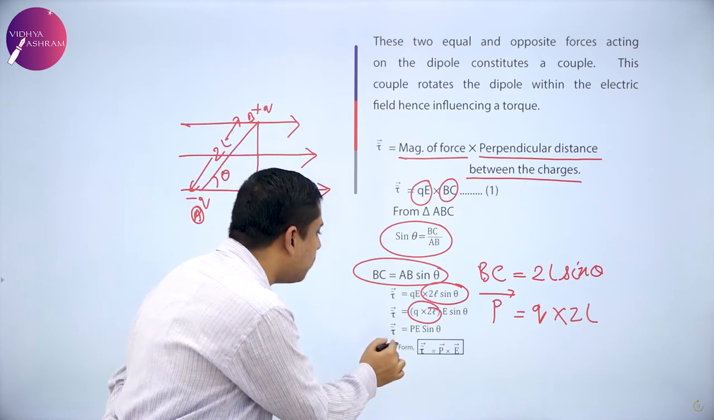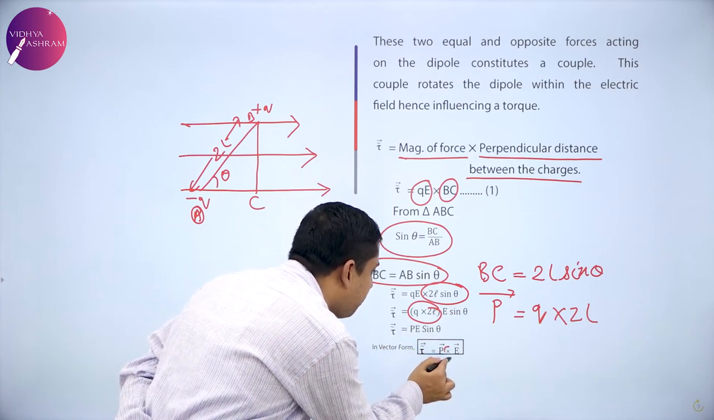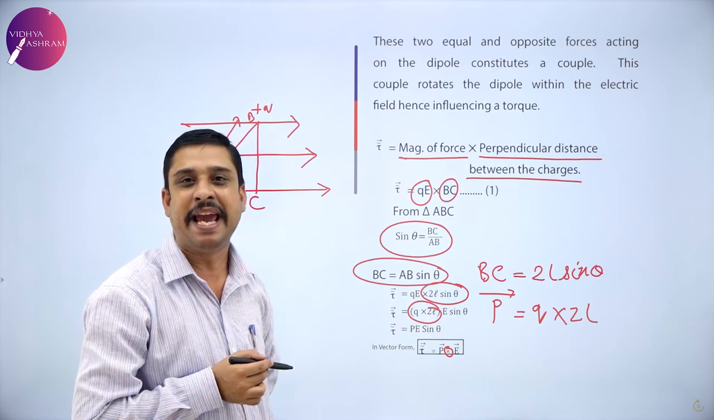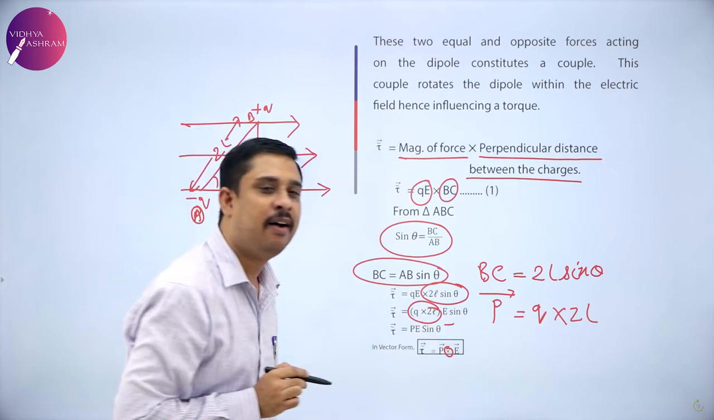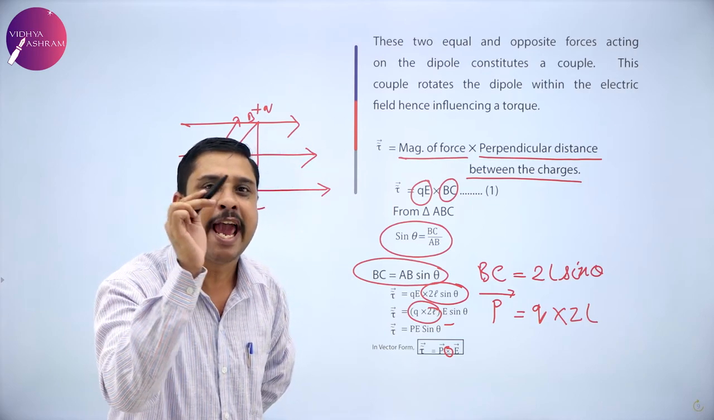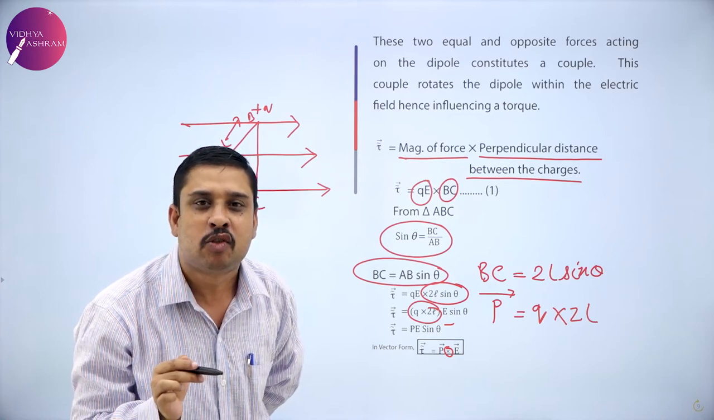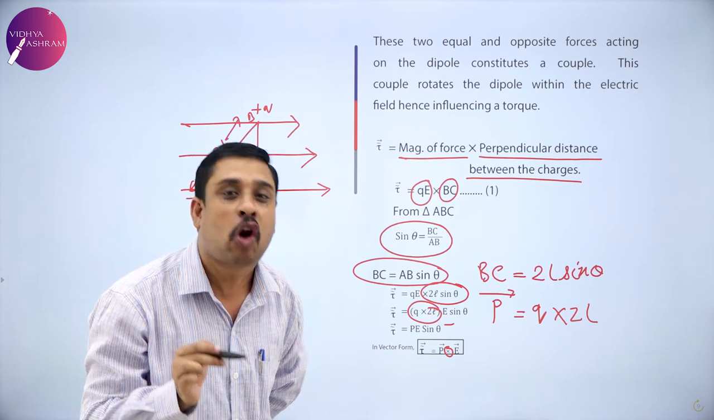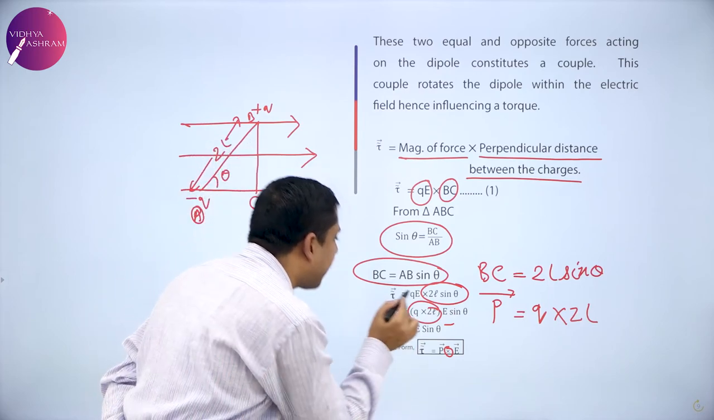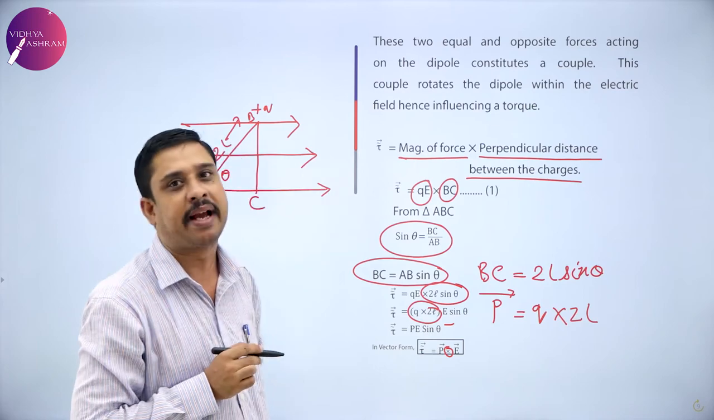So my vector form says vector tau equals vector P cross vector E. Why that cross product? Sine theta. We have studied vector A cross vector B is AB sine theta. So wherever you have sine theta, we go for cross product. So we write vector tau equals vector P cross vector E.